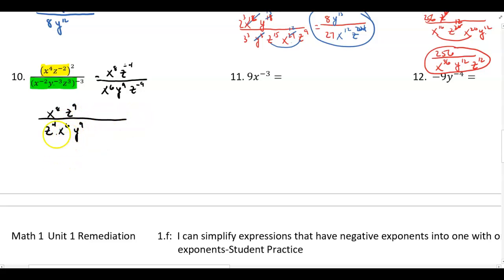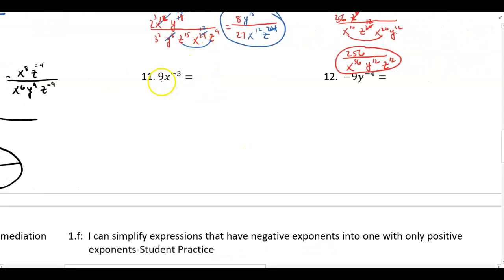And now I cancel my x's. 6 x's off the bottom. If I take 6 off the top, how many do I have left? Oop, I have 2 left. So that's x squared up top. If I take 4 z's off the bottom, I take 4 off the top, how many do I have left? Z to the 5th. Oh, excuse me, that's in the numerator. Got a little ahead of myself. Z to the 5th up top, and I have y to the 9th left on bottom. Okay, we are done.